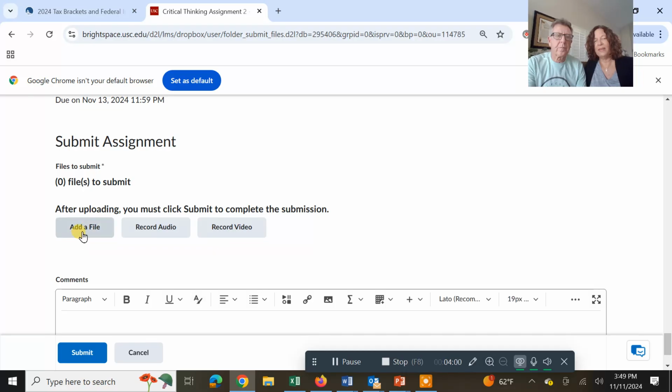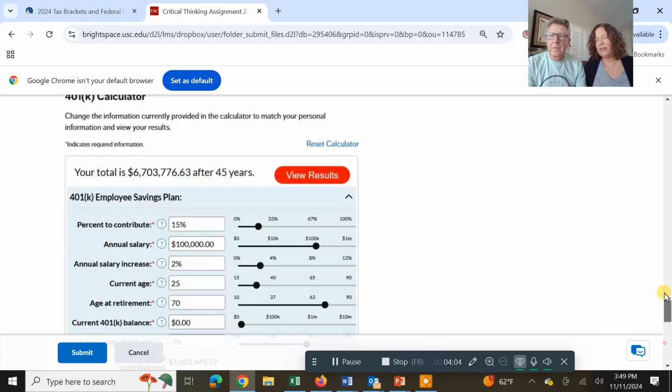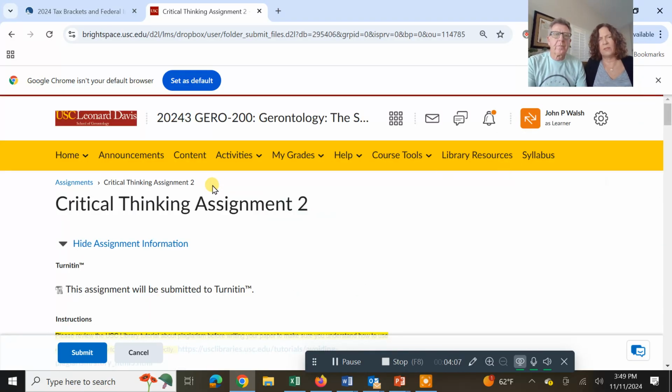You add your file and you hit the blue button, submit, and you're in. If you have any trouble, let me know. We also have it in our Brightspace Tips for Students PowerPoint that's loaded onto the course website.